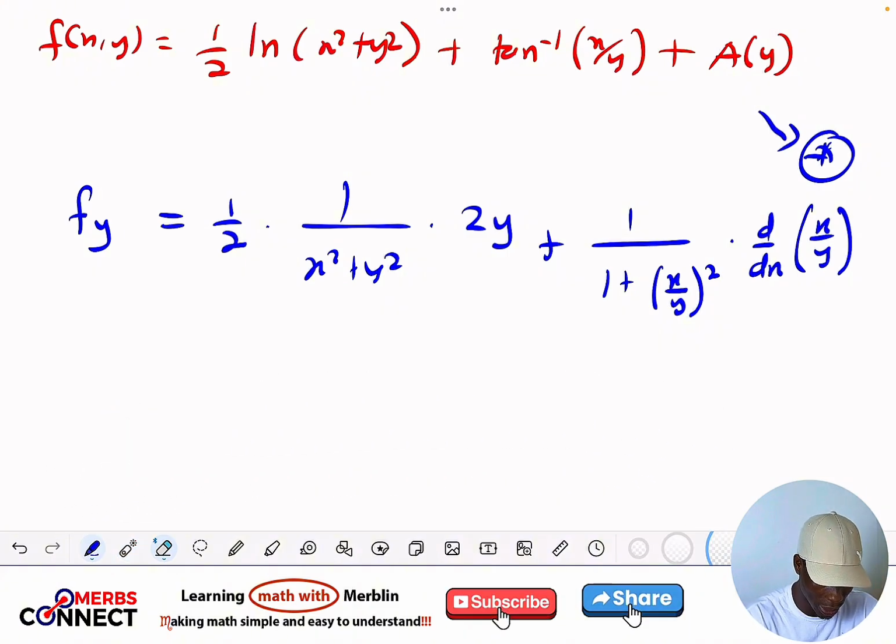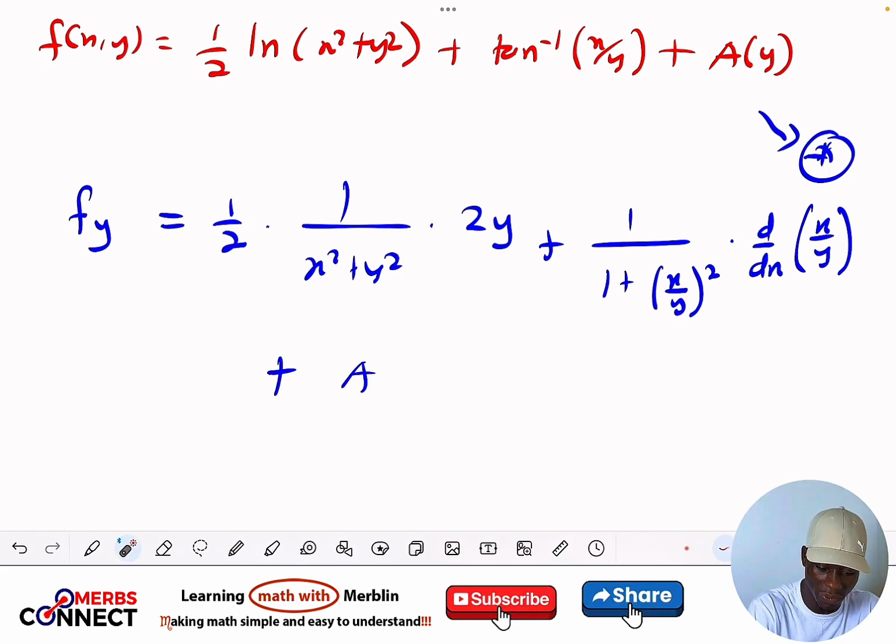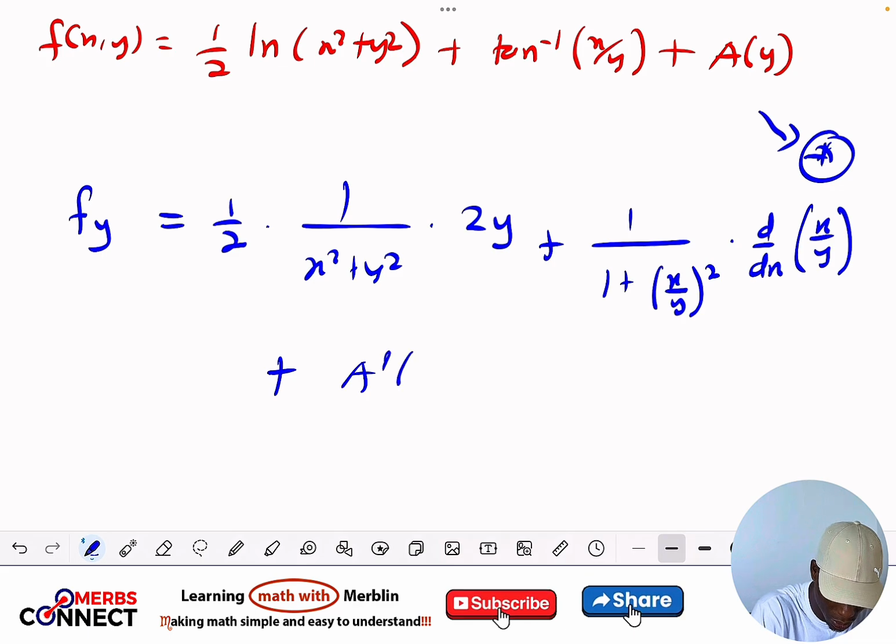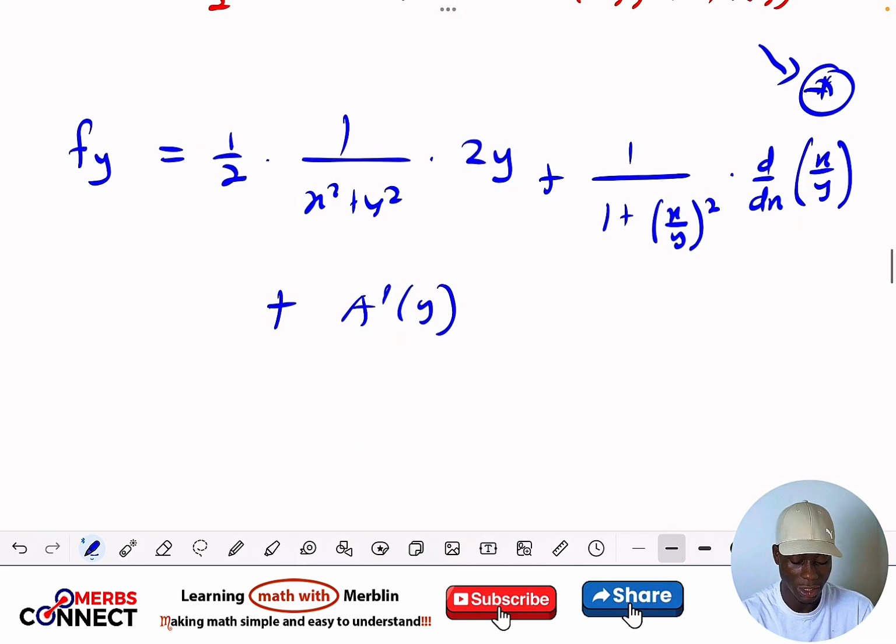So now let's see what we can do here. Now I'll add plus. Now we are going to differentiate this. This is one variable, so we are going to use the ordinary differentiation. So this one is going to be a prime of y. So now let's try and simplify this and see what we are going to get.